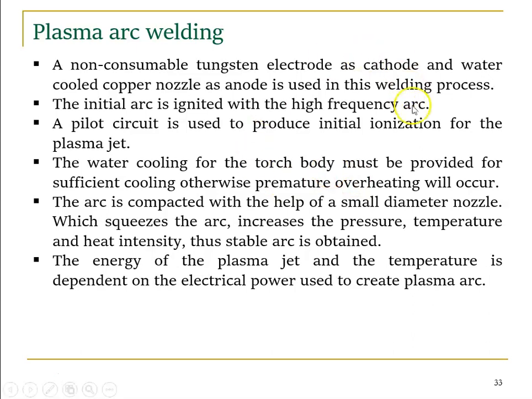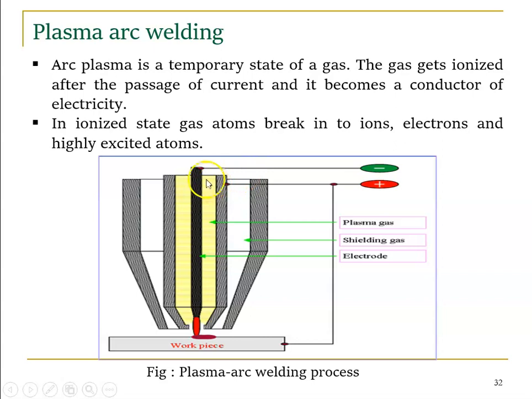A non-consumable tungsten electrode as a cathode and a water-cooled copper nozzle as an anode are used in this welding process. Right, so here the black color is the electrode. It is a tungsten electrode, a non-consumable electrode. The tungsten electrode is in between the nozzle. The nozzle is made of copper, and it is surrounded by water. And we pass plasma gas in between this nozzle. So this gas, if you supply electricity, will get to the ionized state.